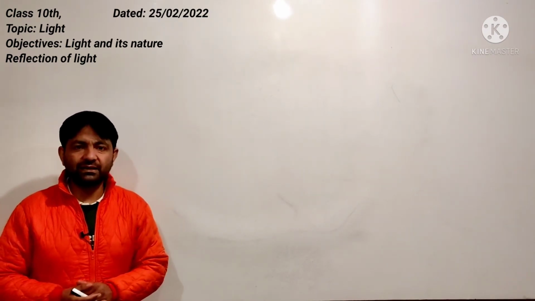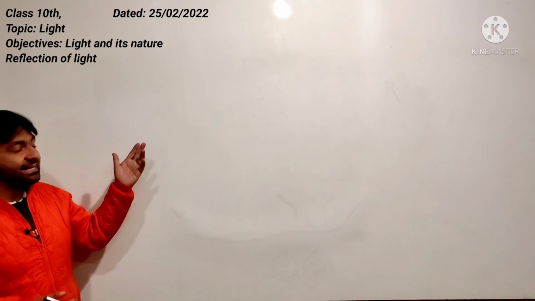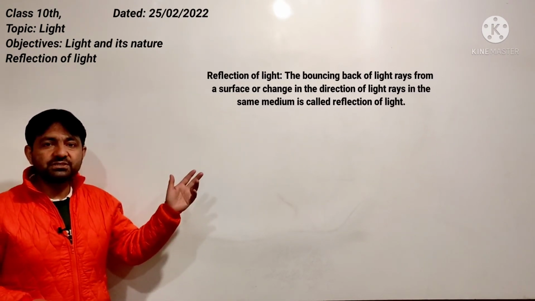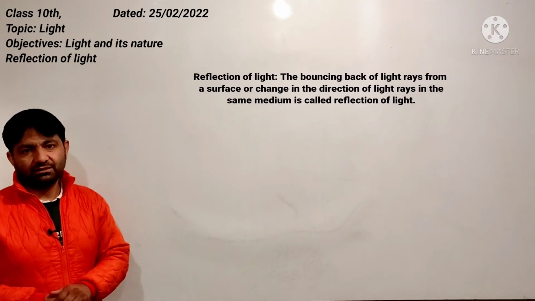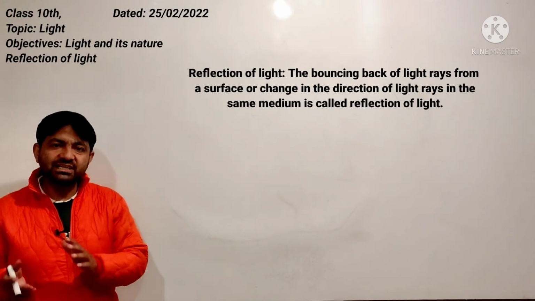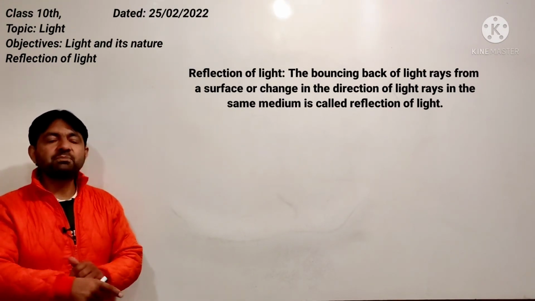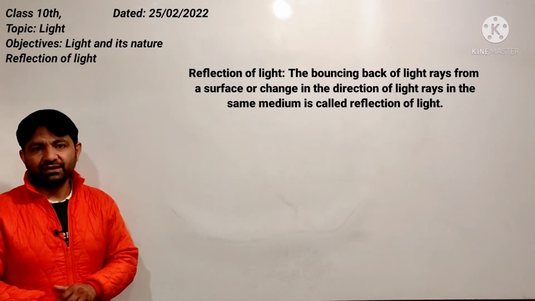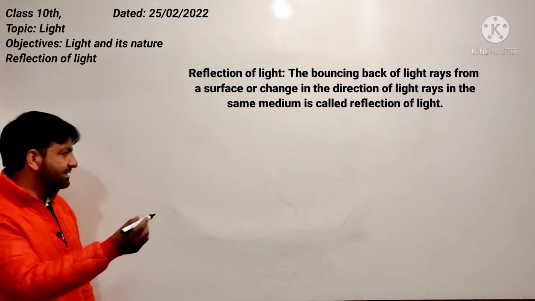What is reflection of light? The bouncing back of light rays from the surface is called a reflection of light. Or we can say the change in the direction of light rays in the same medium is called a reflection of light.